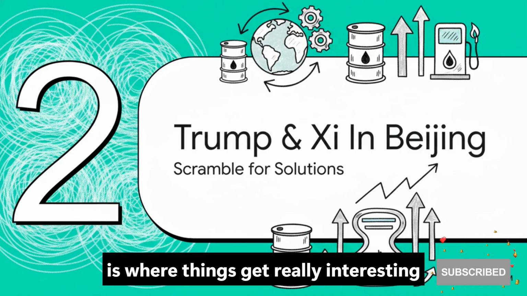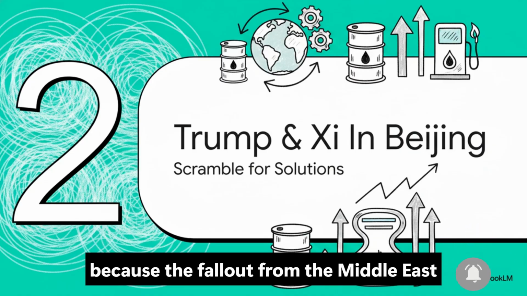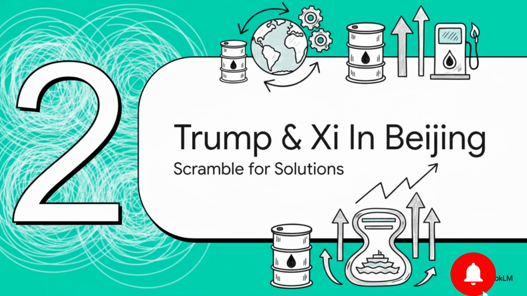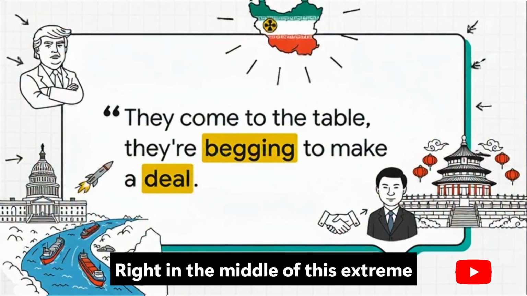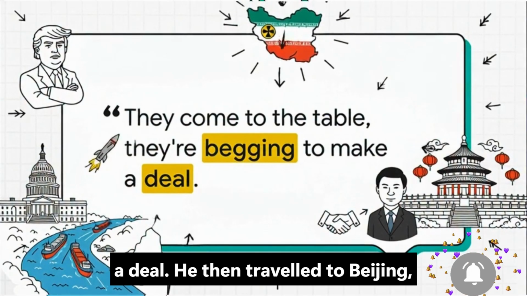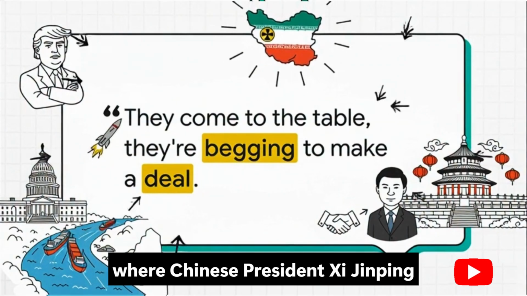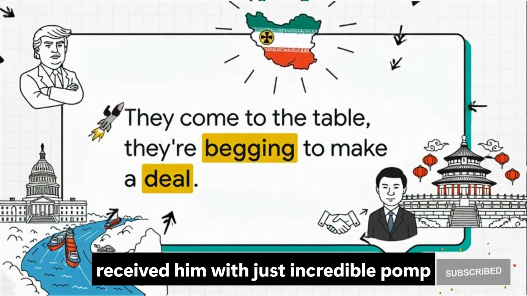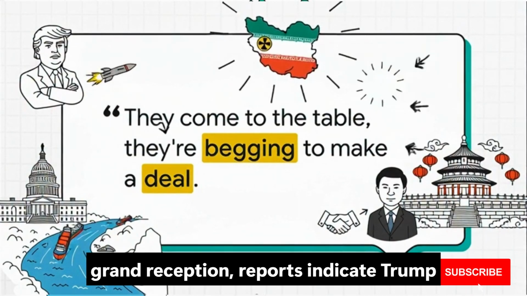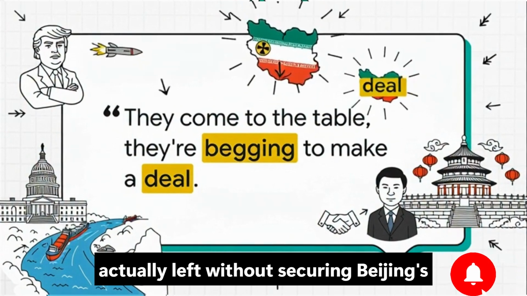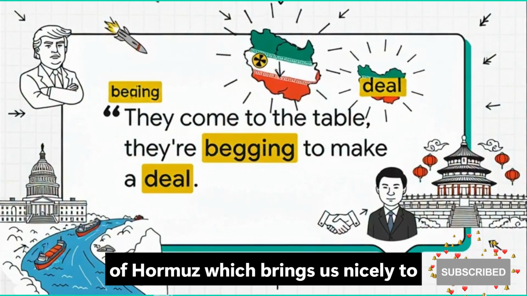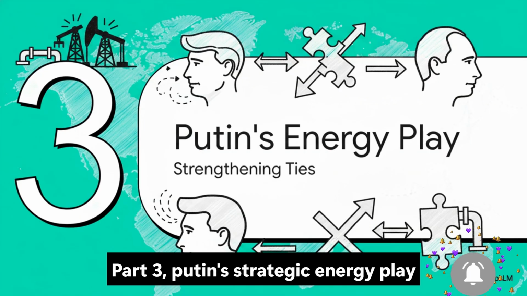This is where things get really interesting, because the fallout from the Middle East severely hampered energy flows and closed the absolutely critical Strait of Hormuz. Right in the middle of this extreme volatility, President Trump confidently claimed Iran was, quote, begging to make a deal. He then traveled to Beijing, where Chinese President Xi Jinping received him with just incredible pomp and circumstance. But despite this super grand reception, reports indicate Trump actually left without securing Beijing's active help to reopen the vital Strait of Hormuz. Which brings us nicely to part 3, Putin's strategic energy play.